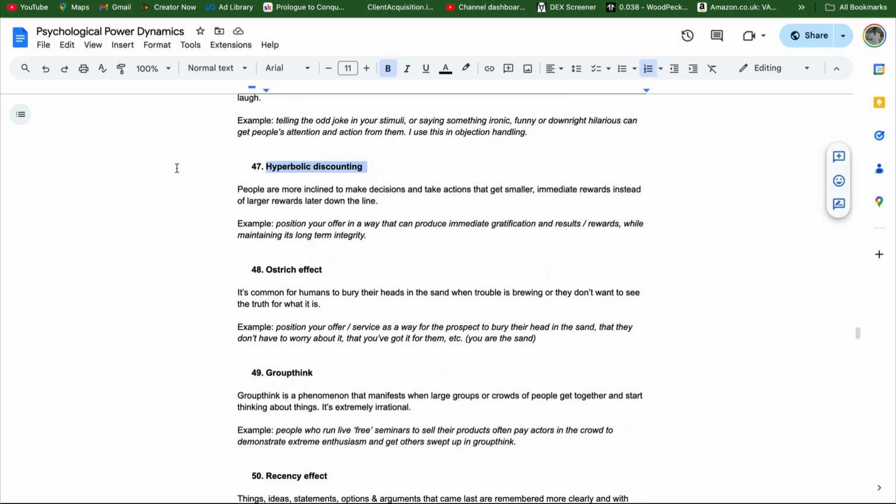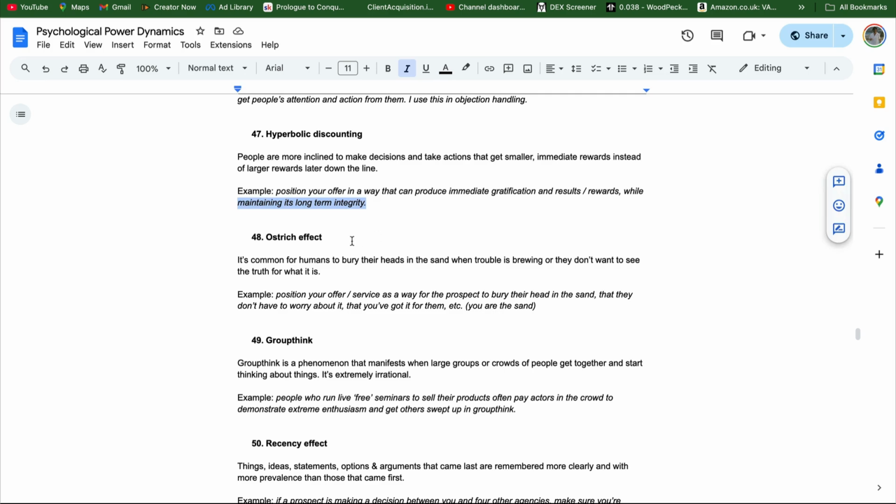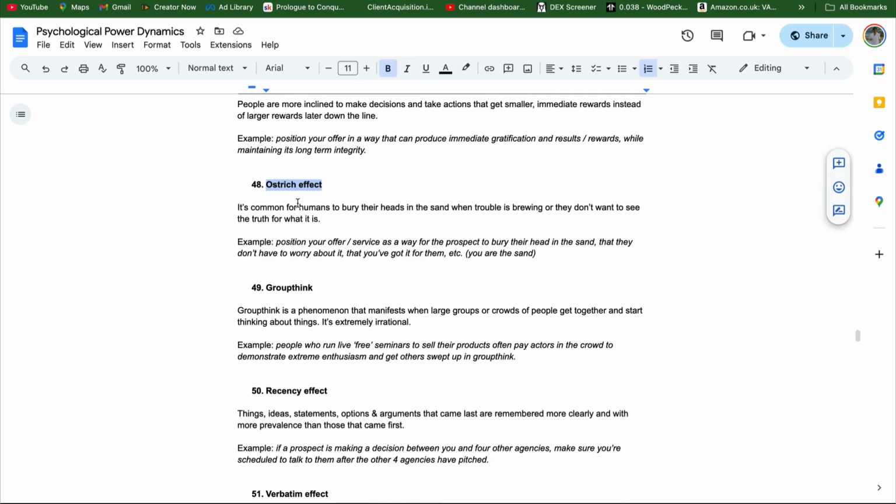So, number 47, hyperbolic discounting. People are more inclined to make decisions and take actions that get smaller, immediate rewards instead of larger rewards later down the line. Example, position your offer in a way that can produce immediate gratification, results, and rewards while maintaining its long-term integrity.